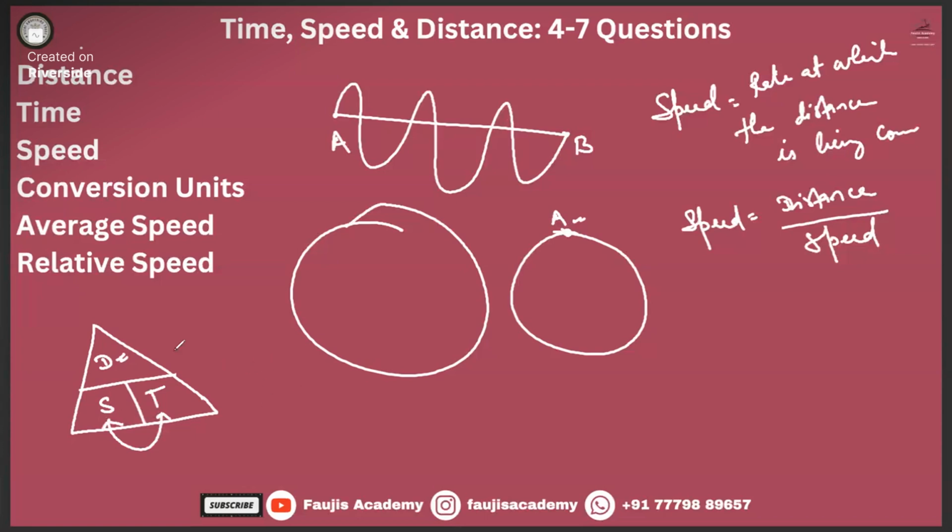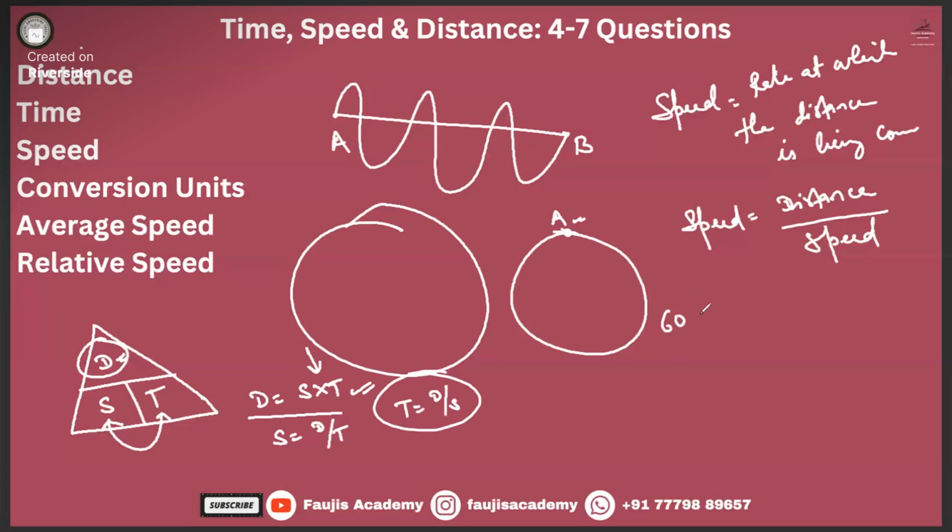What we actually mean by this is that distance is a function of speed and time, and more specifically the operator between them is multiplication. This is the only thing we need to know, and from here we can derive speed is equal to distance by time, and time is equal to distance by speed. So far so good, guys? Yes, sir. Okay, cool.